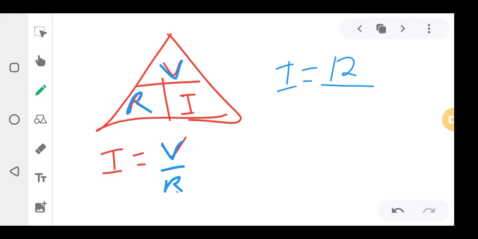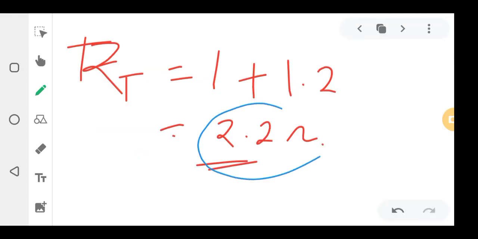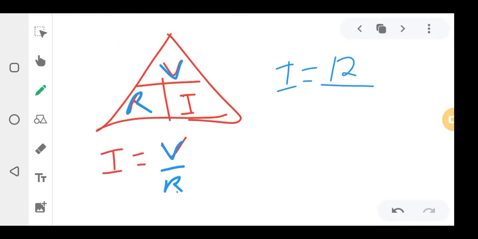Since they asked for the current in the circuit, you need to use the total resistance, the one we calculated. You use 2.2 because this is for the whole circuit and they want the current for the circuit. So 12 divided by 2.2 gives me 5.4. 5.4 amps. So this is the current in the circuit.